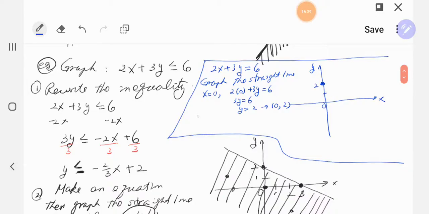Okay, and then let's use y equals 0. y equals 0, so that means 2x plus 3 times 0 is equal to 6. So 2x is equal to 6. So this gives x equals 3, which means when x equals 3, y equals 0, right? 1, 2, 3. And then draw the straight line. And then we want to select either above or below. We don't know which one is which.